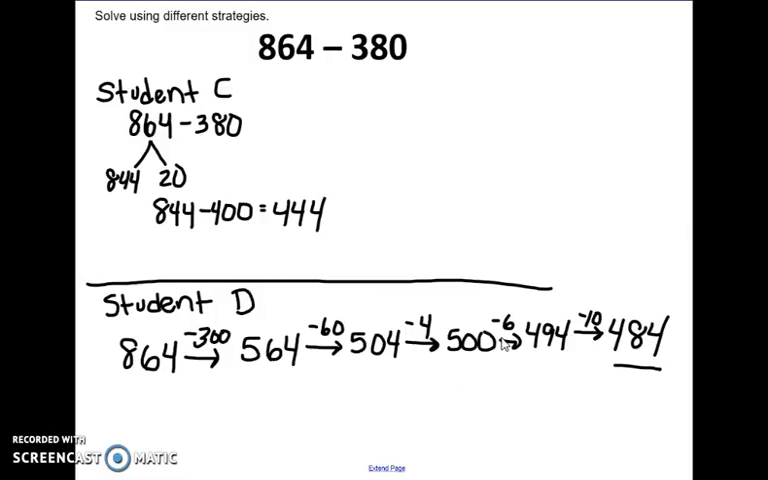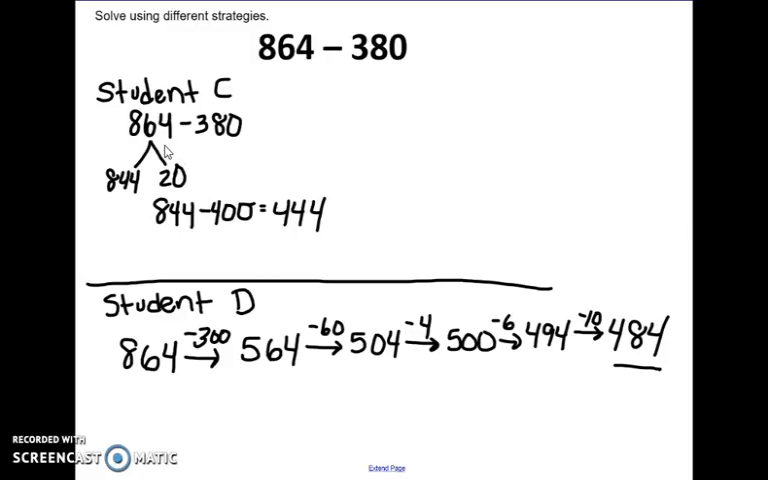This student's work is correct, and it's one way to solve this problem. So now let's go back up and look at student C's work and see what went wrong. Student C looked to be trying to make the next 100. So they took from 864, they took out a 20 because 380 plus 20 will give me 400. However, you can't use a number bond this way when subtracting.